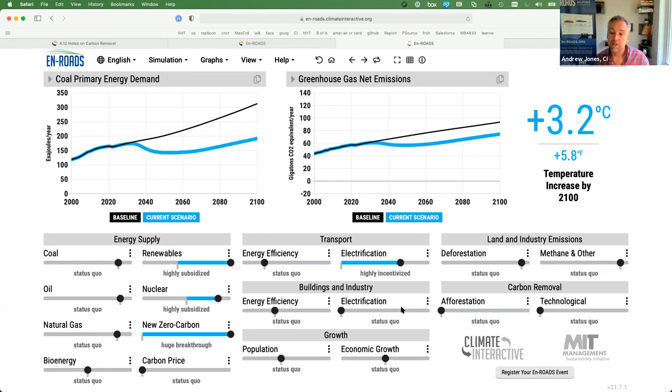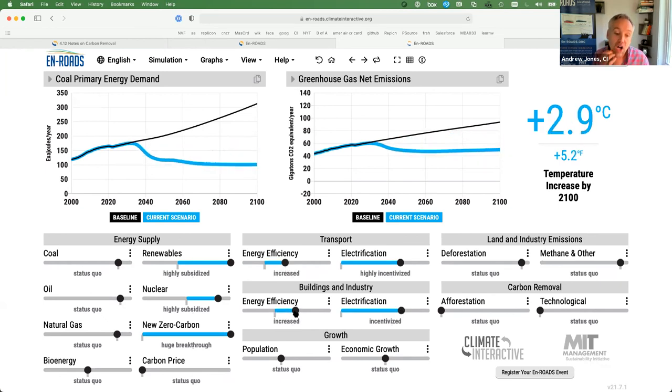Electrification of all types and energy efficiency. These are all actions which create alternatives to using fossil fuels. One is like going right at it. The other one is going around it to create competition or reduce demand. Those are two approaches.